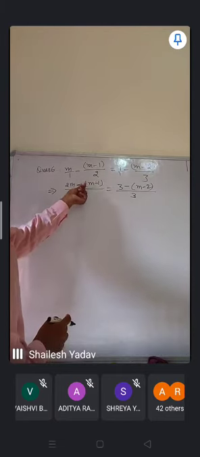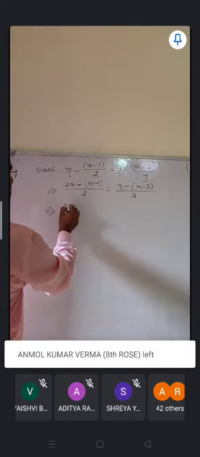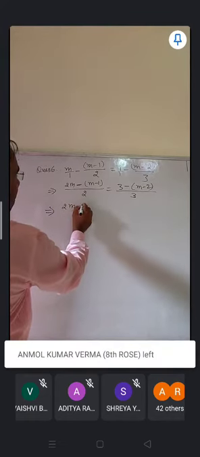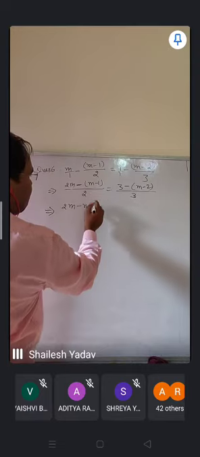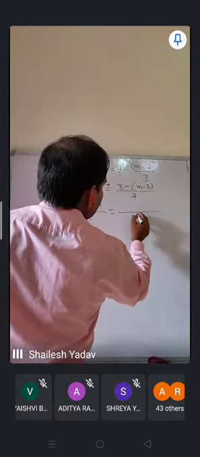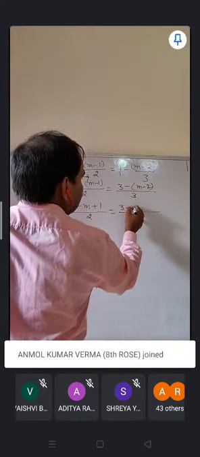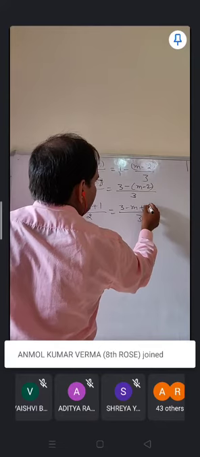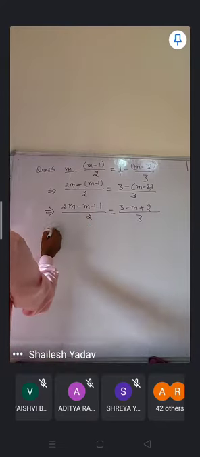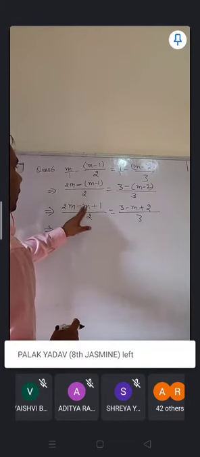Now you need to open the bracket. Here just before the bracket a negative sign is there, so the sign of all the values in the bracket will be changed. So 2m, m is positive, so it will be negative, and minus 1 is negative, so it will be positive, upon 2. And here 3, and here it is minus, so minus m, and minus into minus will be plus 2. Now what are the like terms? 2m minus m. Any of the students?